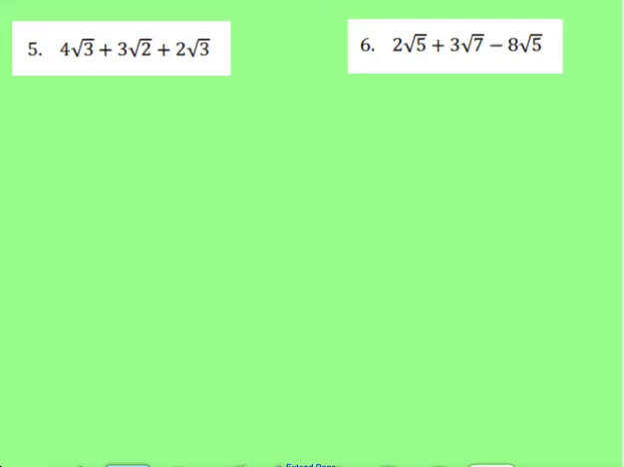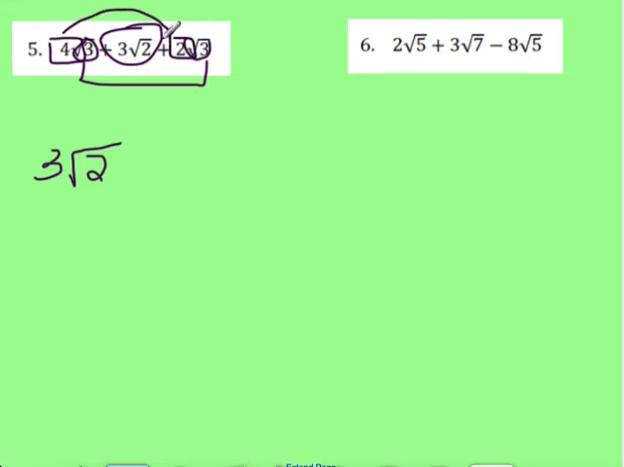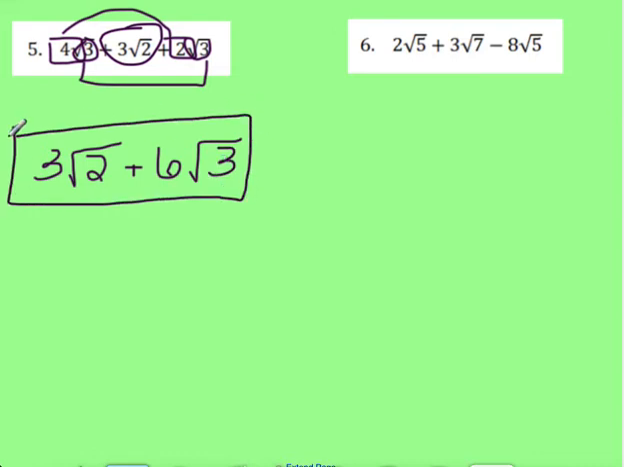Let's take a look at number 5. For number 5, we can only add things with the same radical. And when I write it out, I like my radicals, the thing under, to be going in descending order. So there's nothing that I can add the square root of 2 with because both of these are the square root of 3. So I'm going to write that one first. I'm going to do 3 square root of 2. Then I'm going to add those two together. I see that they have the same radical, so I can add 4 and 2. 4 plus 2 is 6, and then underneath the radical is 3. So I have 3 square root of 2 plus 6 square root of 3.